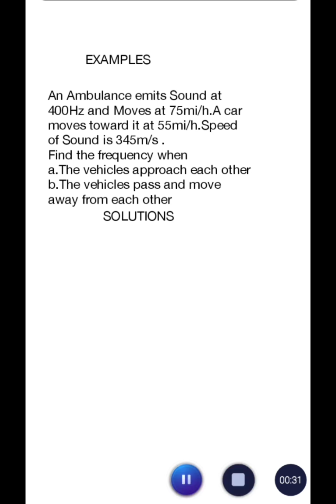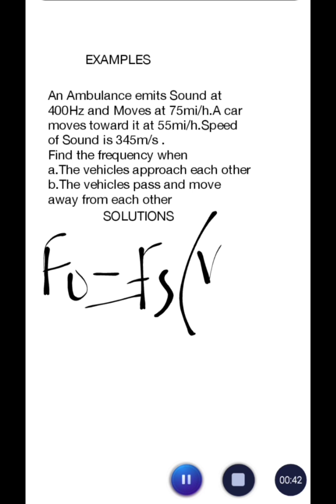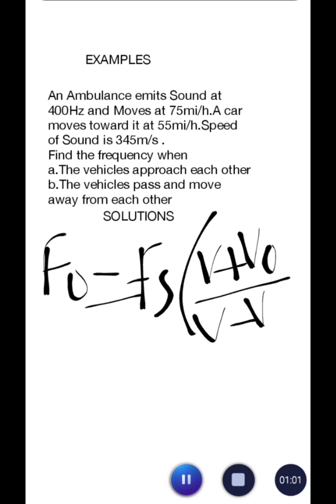When the vehicles are approaching each other, which formula are we going to use? They are all moving towards each other. So on top, for us to make it big, because they are moving toward each other, the pitch is going to be high, we put a positive observer velocity. Down below, for us to make it bigger again, because they are moving towards each other, we are going to put the what? The negative. So that's how we find the formula. We just analyze the situation.